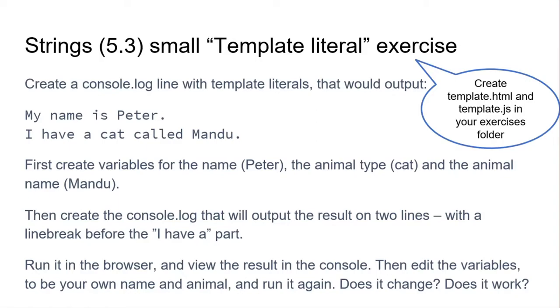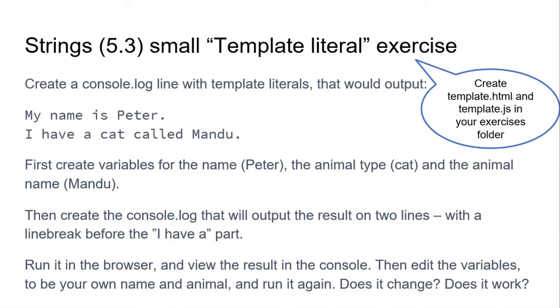It's time that you get a little more experience with the template literal backticks, so do this exercise here, where you create a console log line with template literals that would output something like this. My name is Peter, and then on a new line, I have a cat called Mandu. So a single console log that creates these two lines. And you need to create variables for the name, Peter, the animal type, that is a cat, and the animal name, that is Mandu. So Peter and cat and Mandu should be variables. Then you have the three variables. Then create the console log that will output the result on two lines with a line break there.